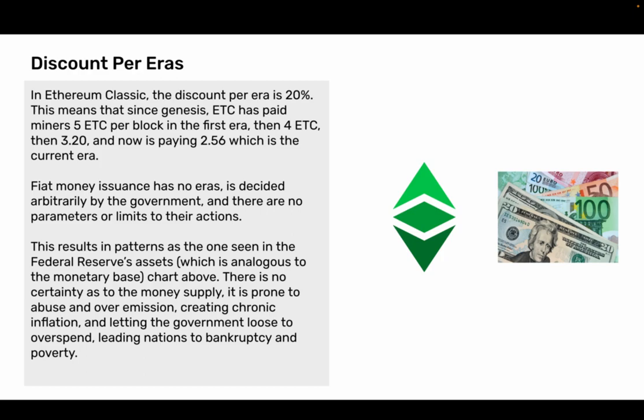Fiat money issuance has no eras. It's decided arbitrarily by the government, and there are no parameters or limits to their actions. This results in patterns as the one seen in the Federal Reserve's assets, which is analogous to the monetary base chart above. There is no certainty as to the money supply. It is prone to abuse and over-emission, creating chronic inflation and letting the government loose to overspend, leading nations to bankruptcy and poverty.